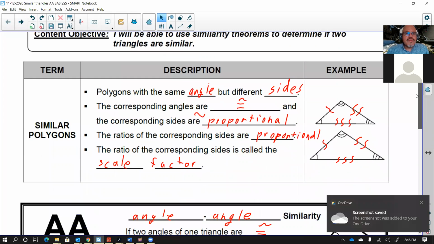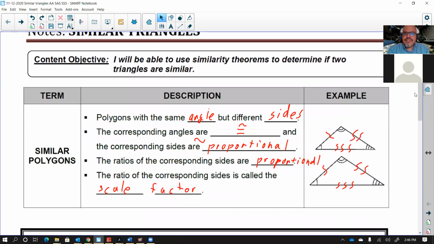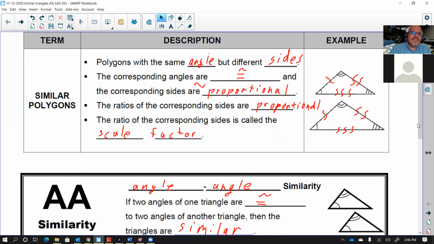So let's talk about similar polygons that are triangles. Of course, you all know this part. Polygons are with the same angle but different sides, and that's actually proportional sides. Corresponding angles are congruent, while the corresponding sides are proportional. The ratio of the corresponding sides is always proportional, and the ratio of the corresponding sides is called a scale factor or a common ratio. Go ahead and put down common ratio also. I think it's two M's.